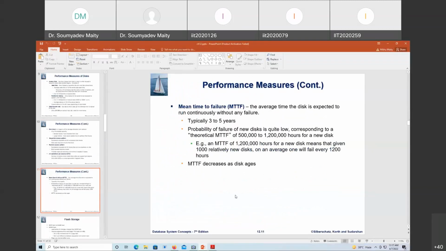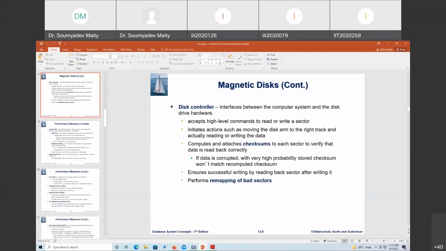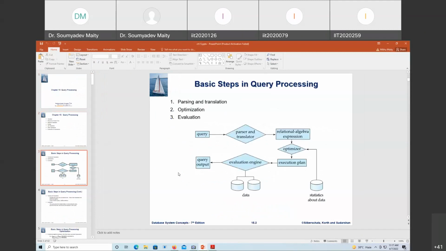If you have any question on whatever I have discussed so far, you may ask. Otherwise, we will move to the main topic that we'll discuss today, which is query processing. This background is required regarding the physical structure, the disk structure. Now we'll go to query processing.